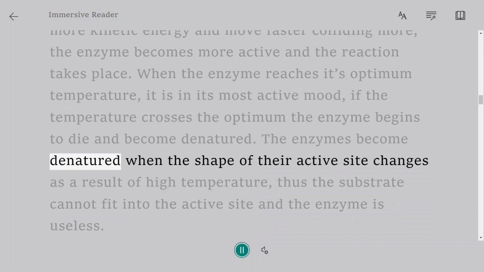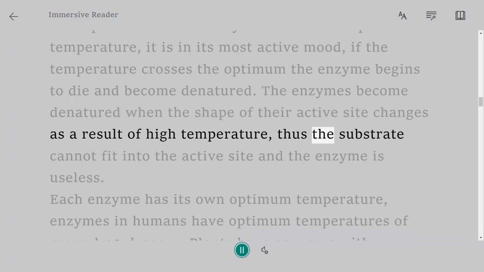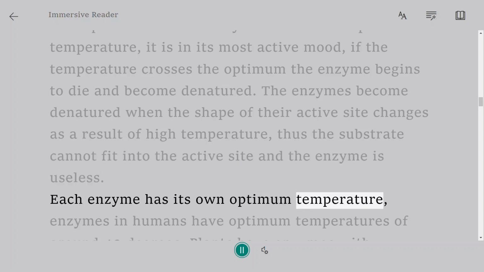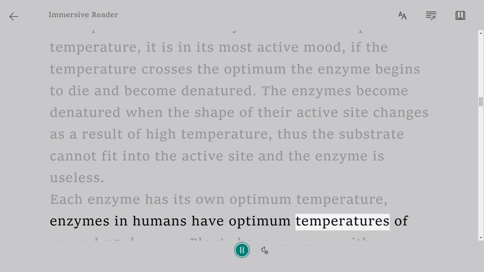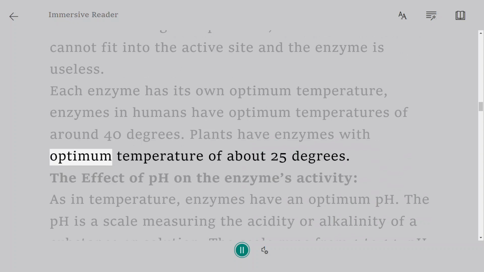The enzymes become denatured when the shape of their active site changes as a result of high temperature, thus the substrate cannot fit into the active site and the enzyme is useless. Each enzyme has its own optimum temperature. Enzymes in humans have optimum temperatures of around 40 degrees. Plants have enzymes with an optimum temperature of about 25 degrees.